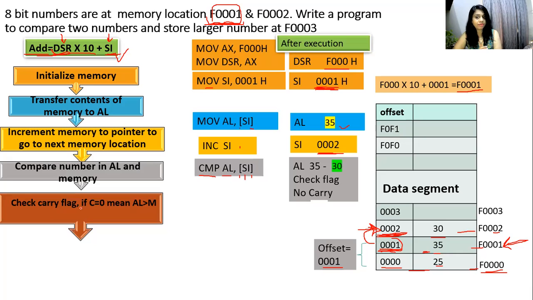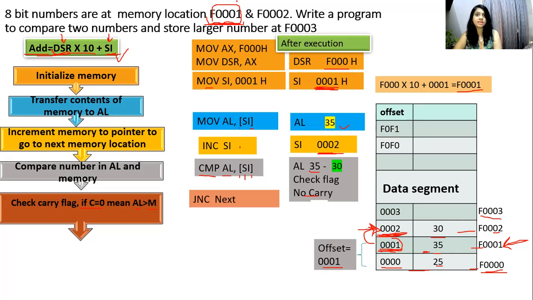We should check the carry flag, if it is 0. If carry flag is 0, it indicates that the number in AL is greater, because borrow is not generating. That means AL is greater than the memory contents. That means we have already got the bigger number, and that should be transferred to F0003. So what instruction should be used to check the carry?